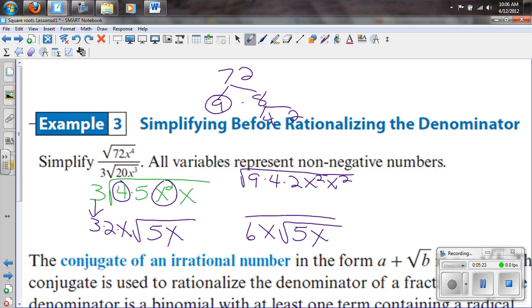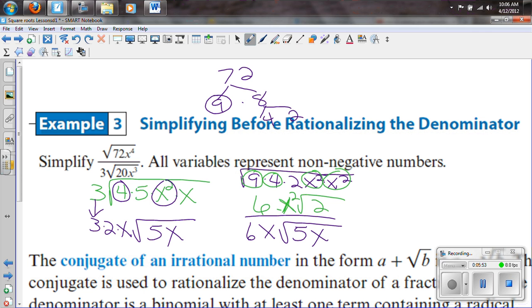So we know this 9 is 3, this 4 is 2, the square root 2 stays in there, and we have the square root of x squared and square root of x squared. That's x times x, which is x squared. So what we really have here is 6 x squared and then times the square root of 2.